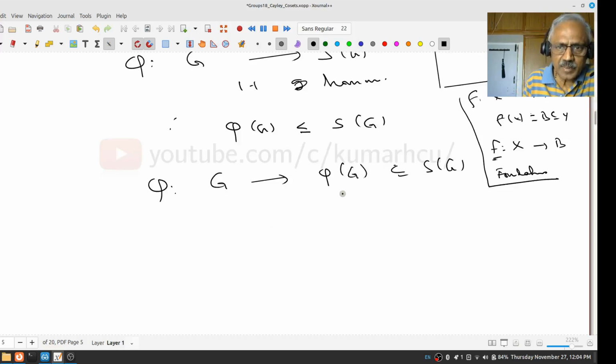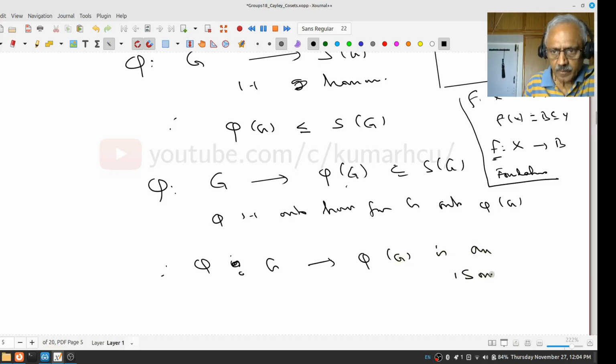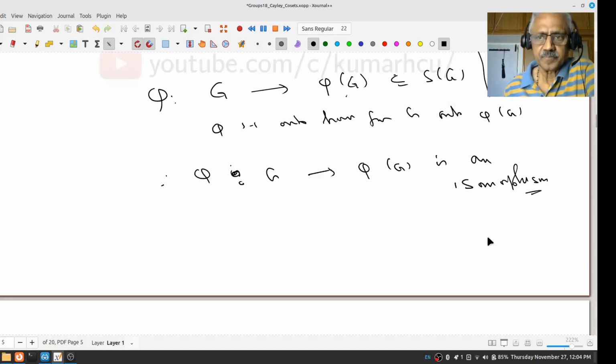Now, what kind of a map? Remember, this is a subgroup, and hence is a group, and phi is a 1-1 onto homomorphism from G onto phi of G. Therefore, phi from G to phi of G is an isomorphism. Both are groups, and they are now isomorphic groups.